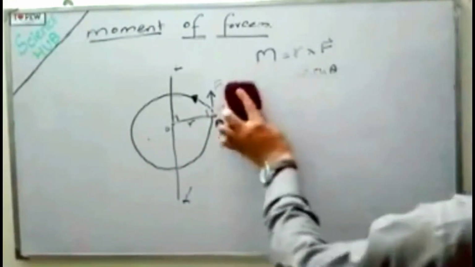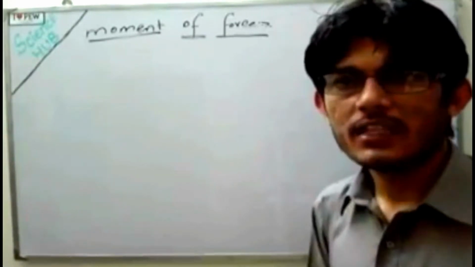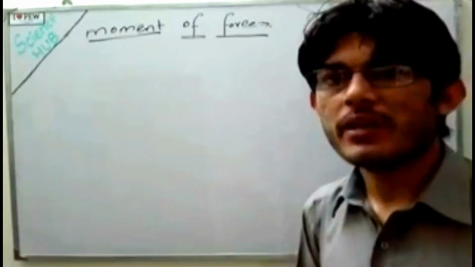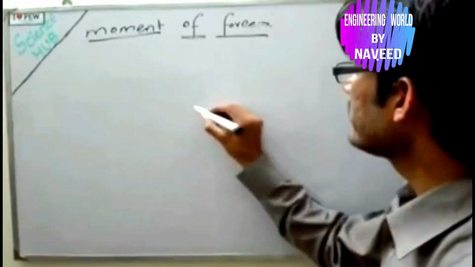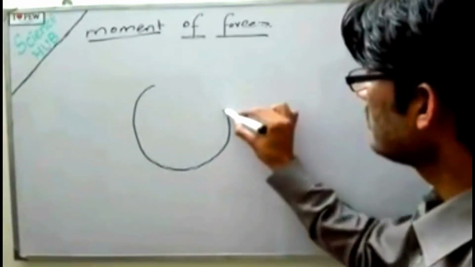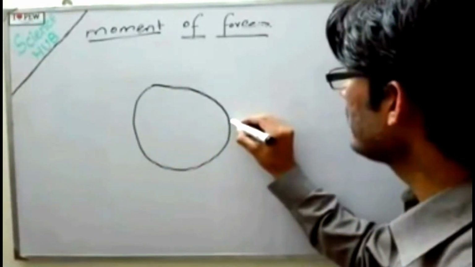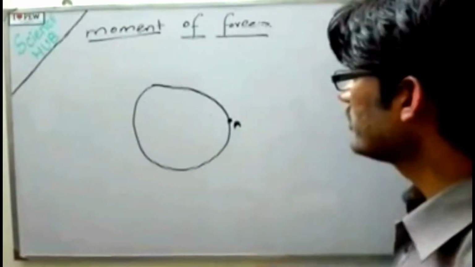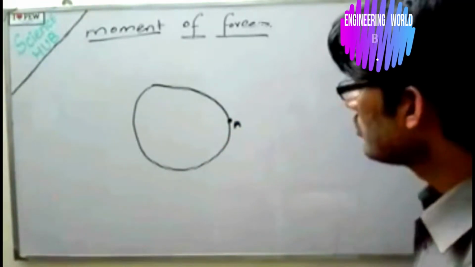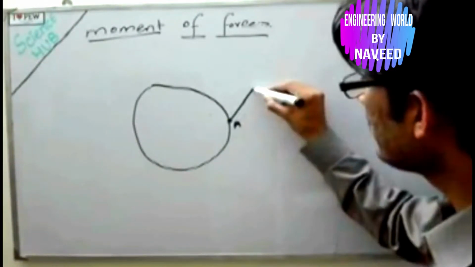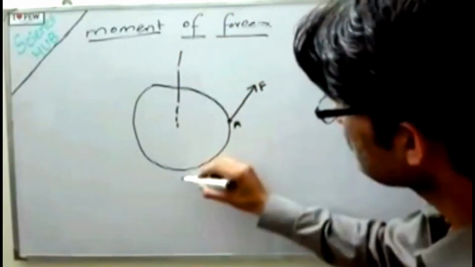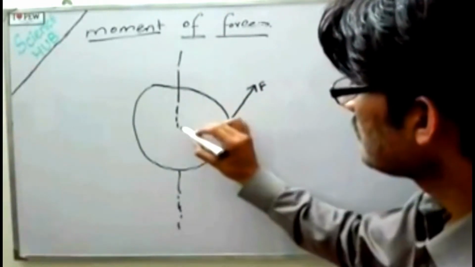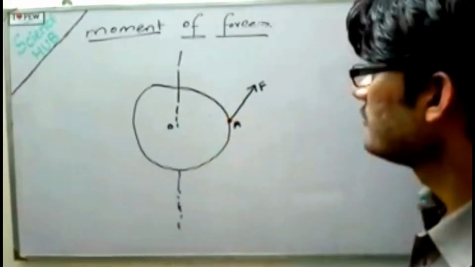Now if the force is applied at some angle, then how do we find the moment of force? So we represent the second case, in which the force is applied at some angle. Then how do we find the moment of force? This is the route for the body A, in which the body is revolving. Let's say the body is represented by point A. If the force F is applied at some angle, this is the axis of rotation, and this is the point O.